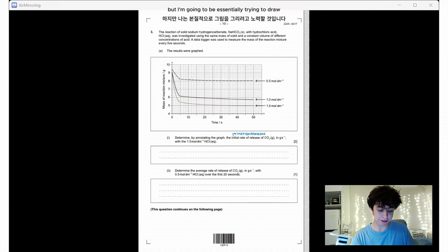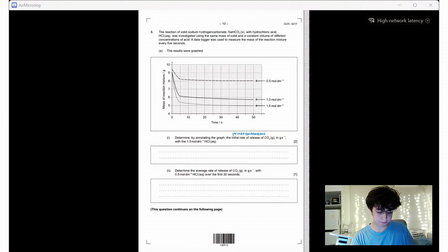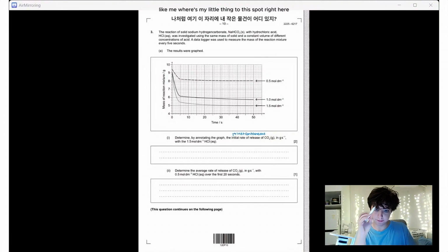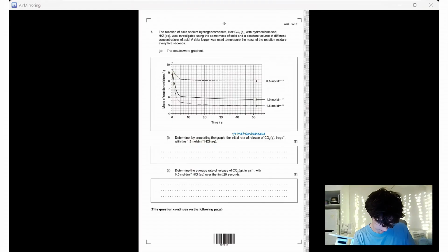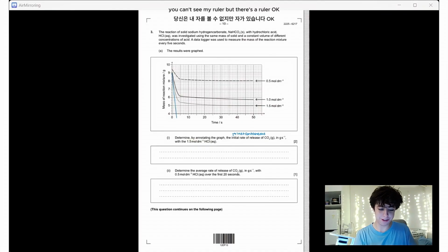But I'm going to be essentially trying to draw this tangent line to this spot right here. That's where I'm trying to do a little tangent line, okay? I'm going to draw it. So this is going to be roughly here. You can't see my ruler, but there's a ruler, okay? So there is my little tangent line.